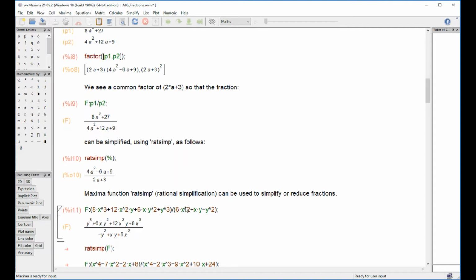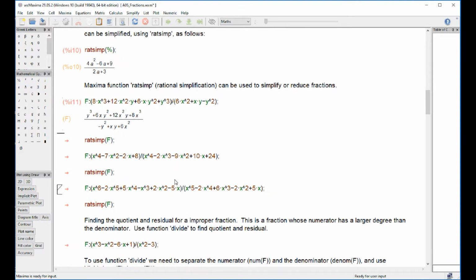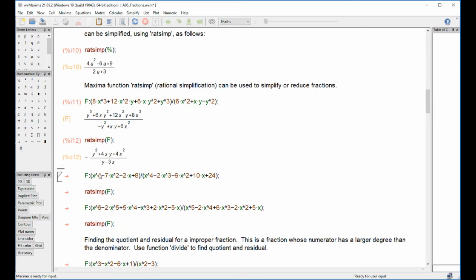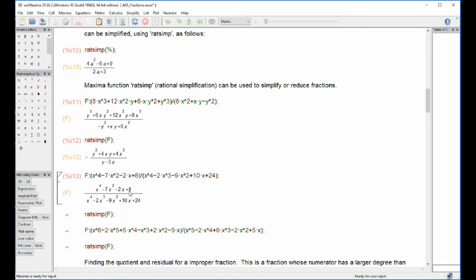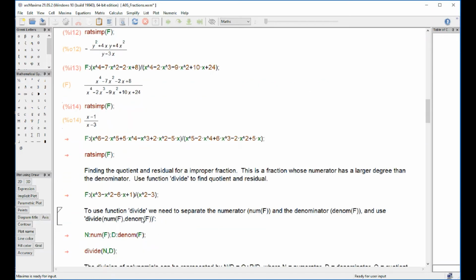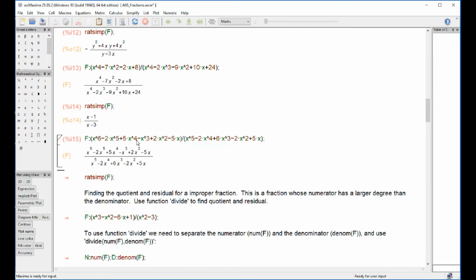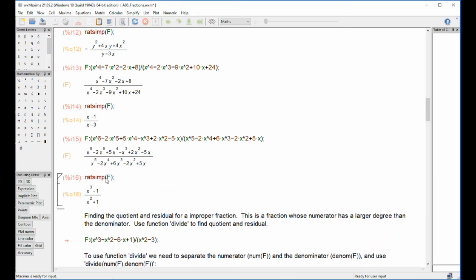Let's try another example here. We define the fraction f, apply the rational simplification. You can see what a reduction that was done in this one. Let's try this one. It simplifies into this one.